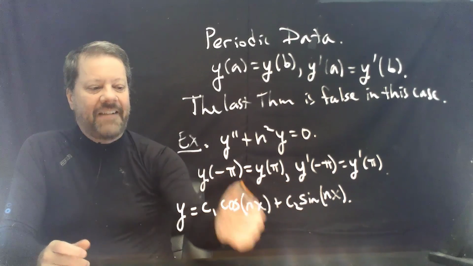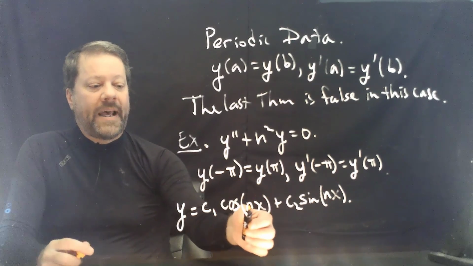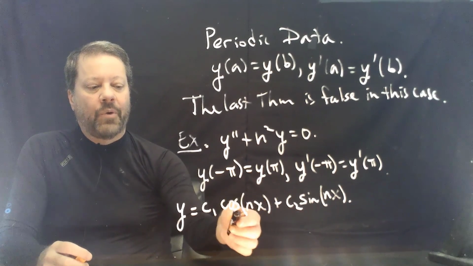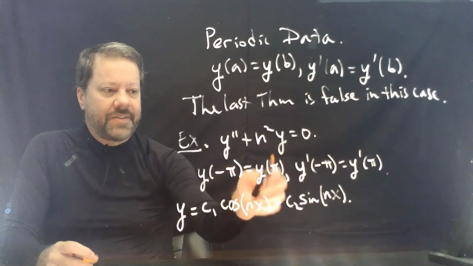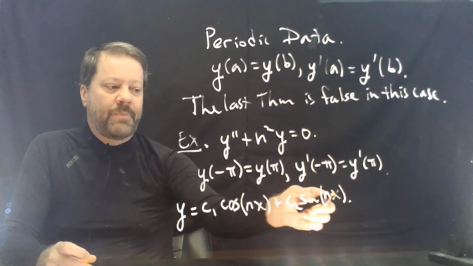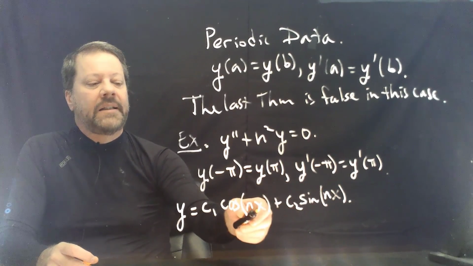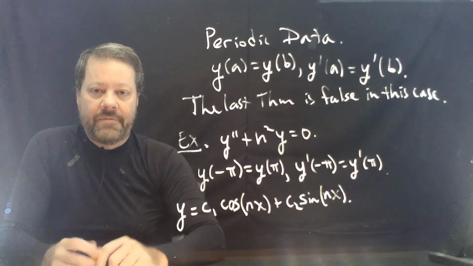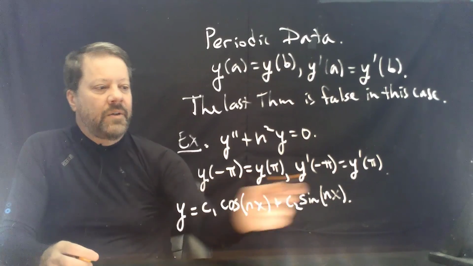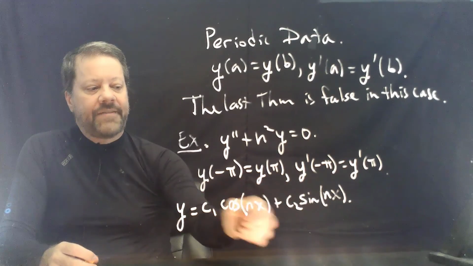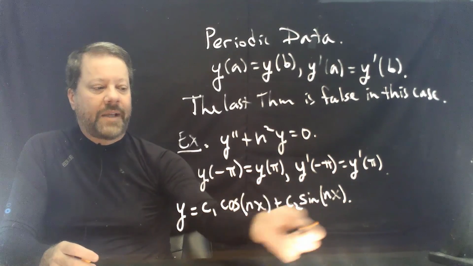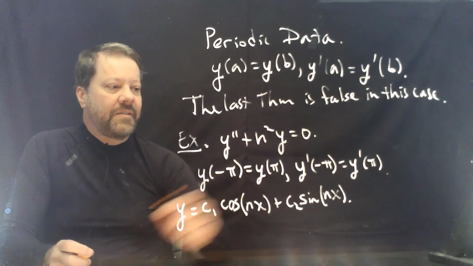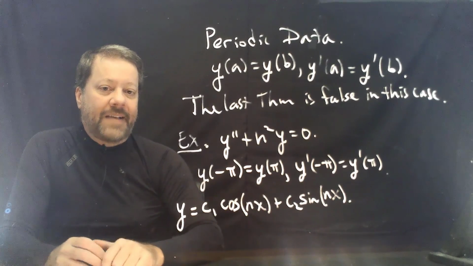Evaluating at negative pi, the second term will go away. You'll have cosine of n times negative pi. The negative will go away because cosine is even, and so you get the same value when you substitute x equals pi, which of course this term still goes away. And when you plug in pi here, you get the same thing as cosine of n pi as well. When you take the derivative, you'll get a negative sign here and a cosine here. These terms will cancel, and these terms will be even, and hence you'll get the same value at negative pi as you do at pi.